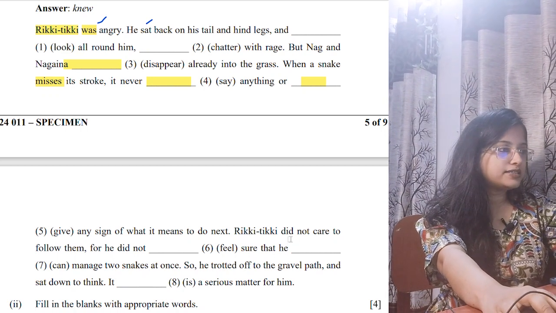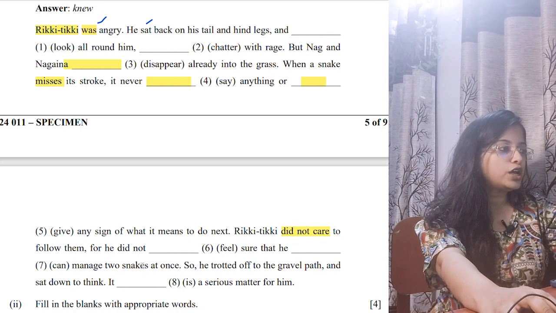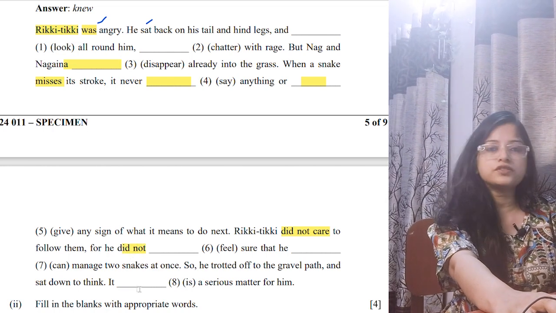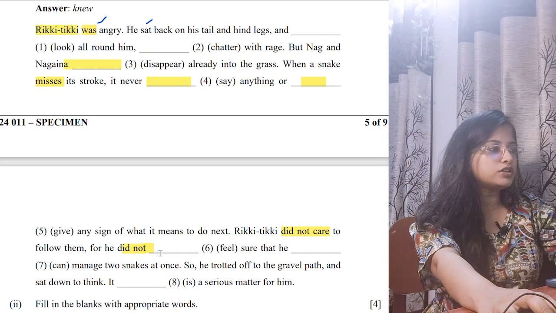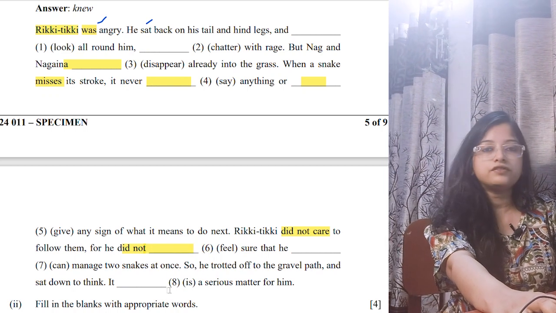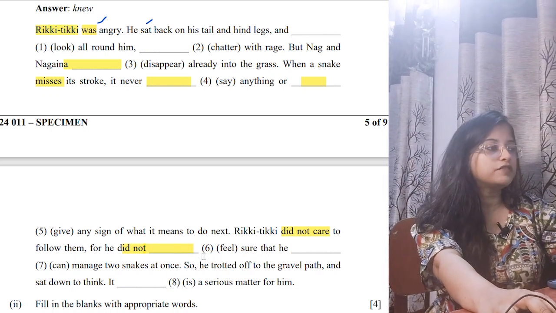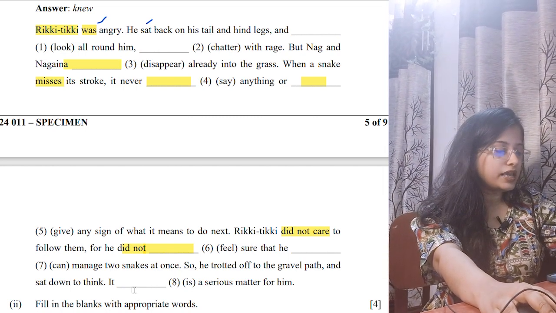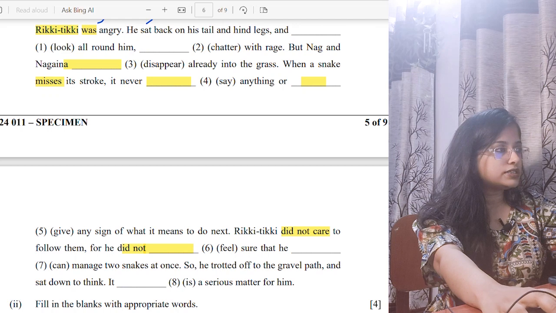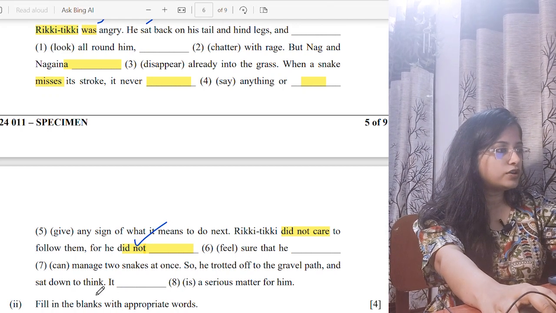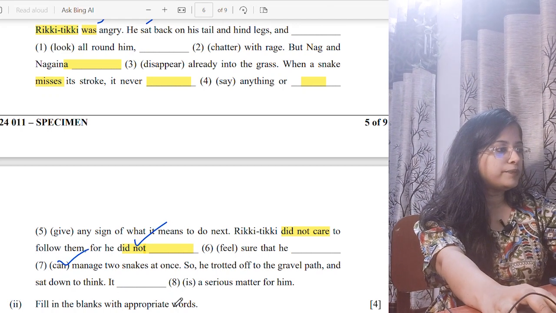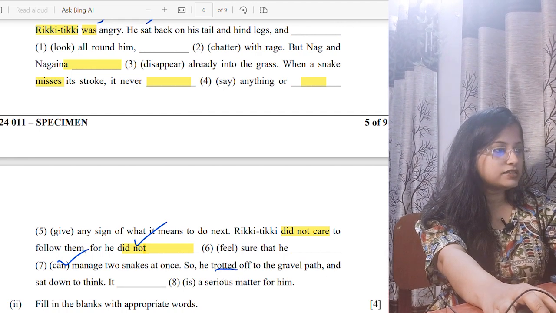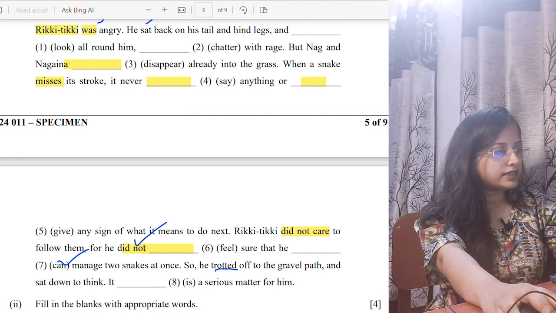Rikki Tikki did not care, this is another hint given, did not care to follow them, for he did not, this one is already given, so just what form we have to find out. Did not feel, did not, we have the verb's first form. So the verb's first form is feel. Sure that he, now next would be he could manage. Of course, this is the past form only, did not is given. So this one would be could manage 2 snakes at once. So he, again a hint, trotted, the past tense, to the gravel path and sat down to think.